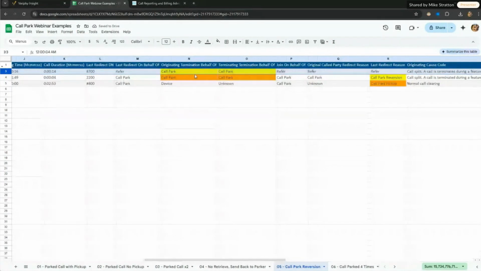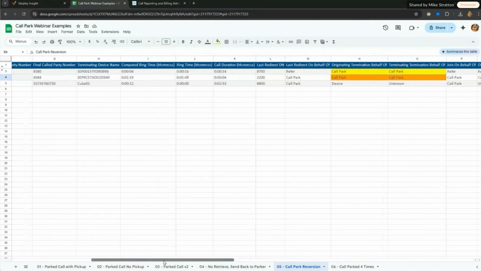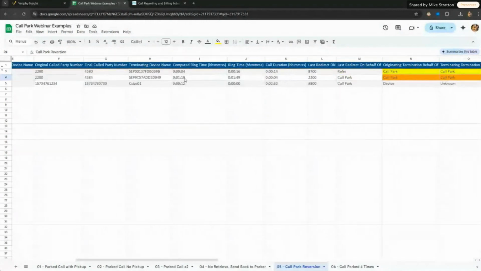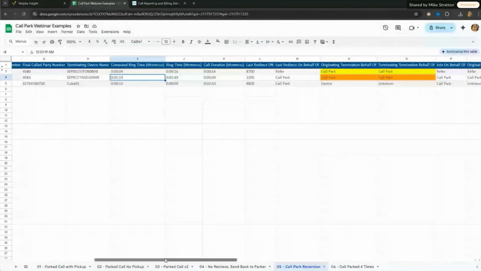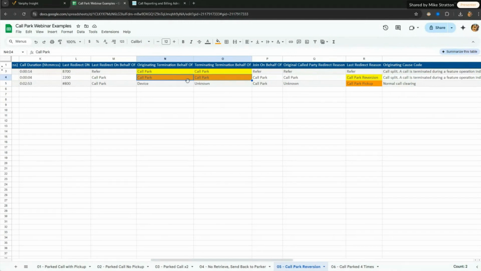Same thing, the call was parked. We get the call park reversion, sent back to, in this case, the hunt group. They were parked for about 1 minute and 19 seconds, and then the call was parked again. So the second time after the reversion, it was parked again, and then call park pickup for the third time.